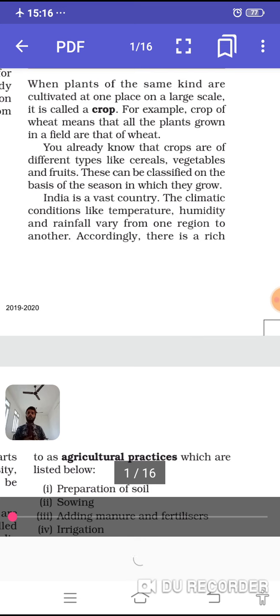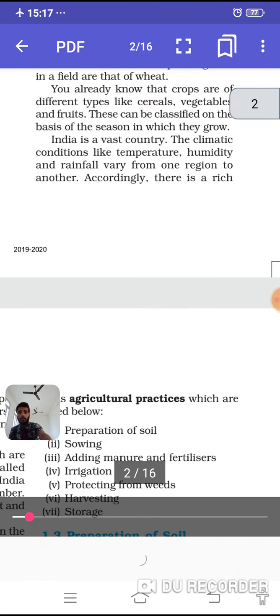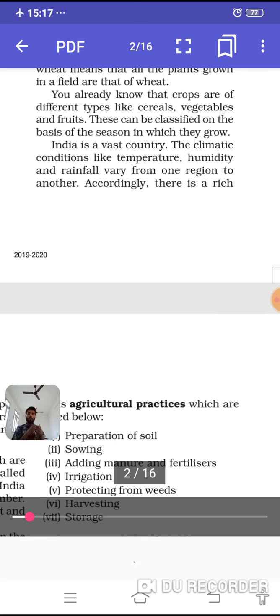And you already know that crops are of different types, like cereals, vegetables and fruits, that can be classified on the basis of the season in which they grow. As you can see in your field also, in your farm also, you can see different types of crops, like cereals, like mustard, like vegetables, like fruits. So the crops can be classified on the basis of the season. In which season, what type of crops will grow? In this way, they are classified according to the season. India is a vast country. The climate conditions like temperature, humidity, rainfall vary from place to place or one region to another.